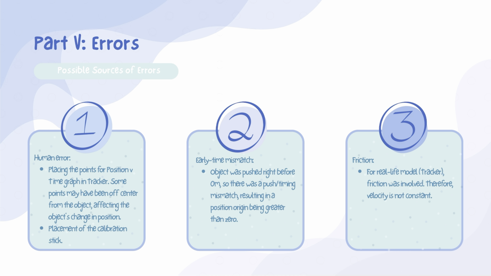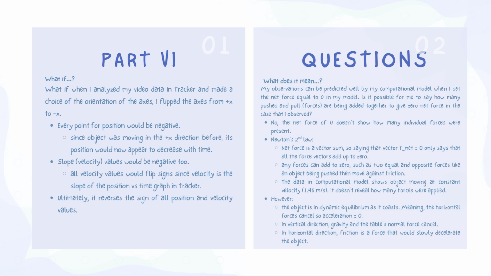Part 5, errors. So some possible sources of error include slight misclicks when marking the points in Tracker for the object's position, a small timing offset at the start where the object was pushed right before 0 meters, so the initial position was slightly greater than 0, and of course the unavoidable friction that interrupts the ideal friction-free assumption.